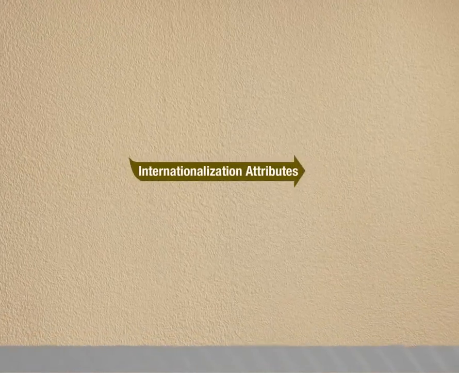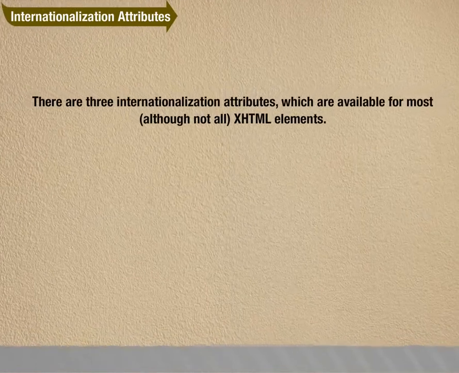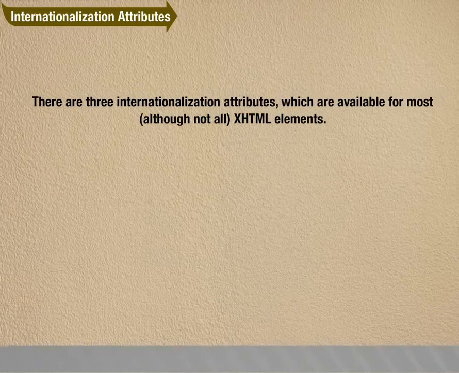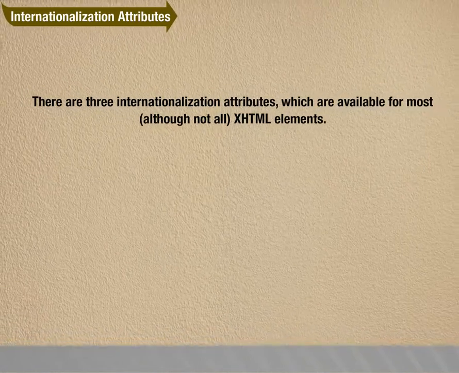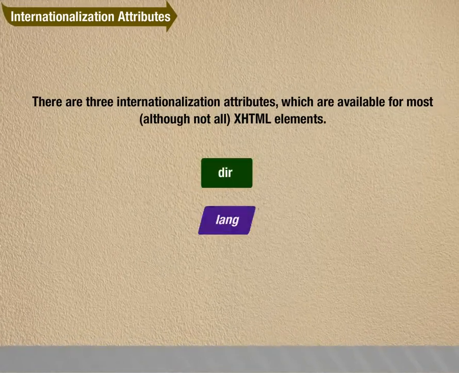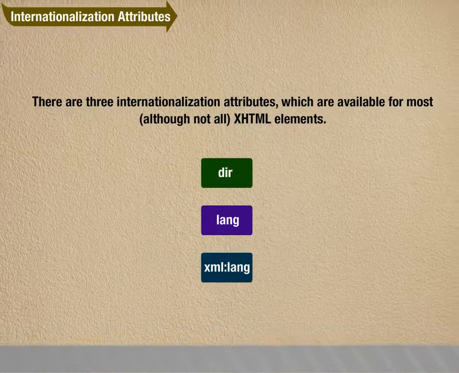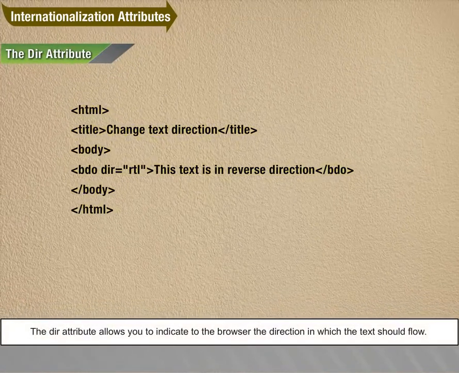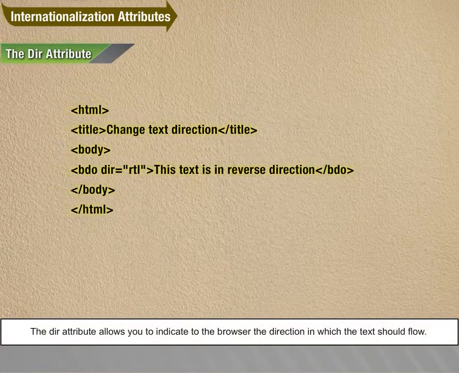Internationalization attributes. There are 3 internationalization attributes which are available for most, although not all, HTML elements: dir, lang, xml:lang. The dir attribute. The dir attribute allows you to indicate to the browser the direction in which the text should flow.